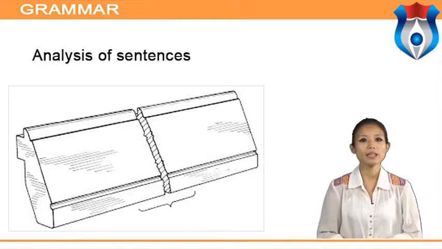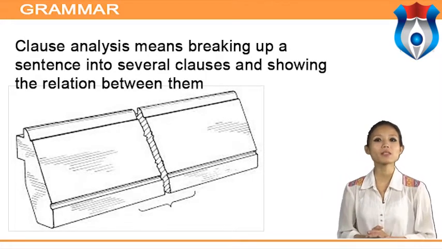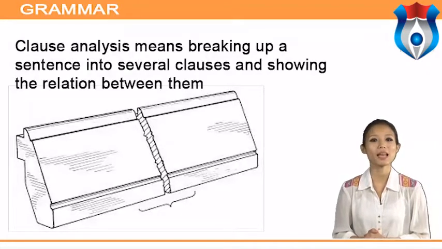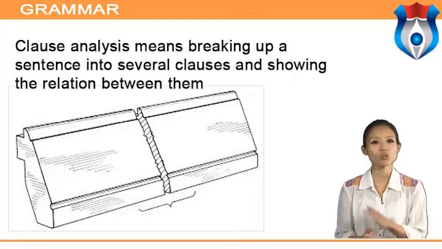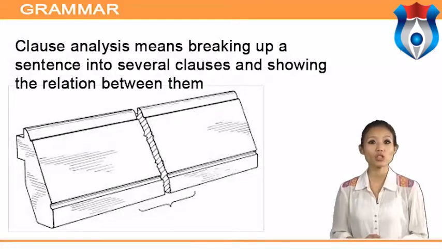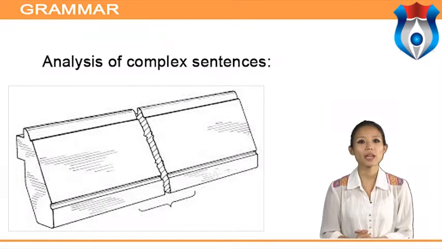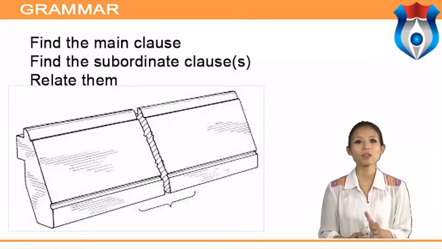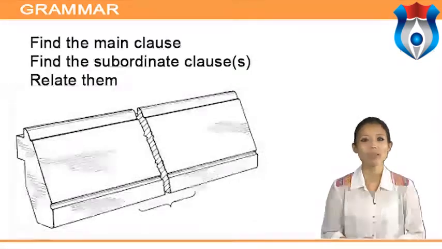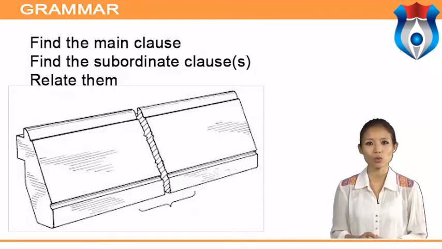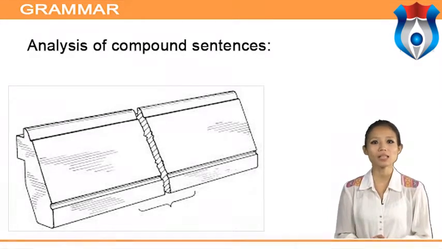Analysis of sentences. Usually when a complex or compound sentence is given for analyzing, the clause analysis is required. Clause analysis means breaking up a sentence into several clauses and showing the relation between them. Analysis of complex sentences. In analyzing a complex sentence, the first step is to find out the principal or main clause. The next step is to find out the subordinate clause or clauses showing the relation they bear to the main clause.